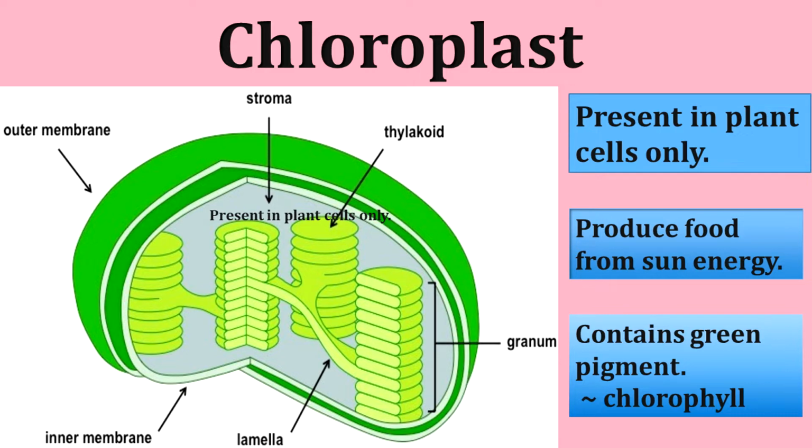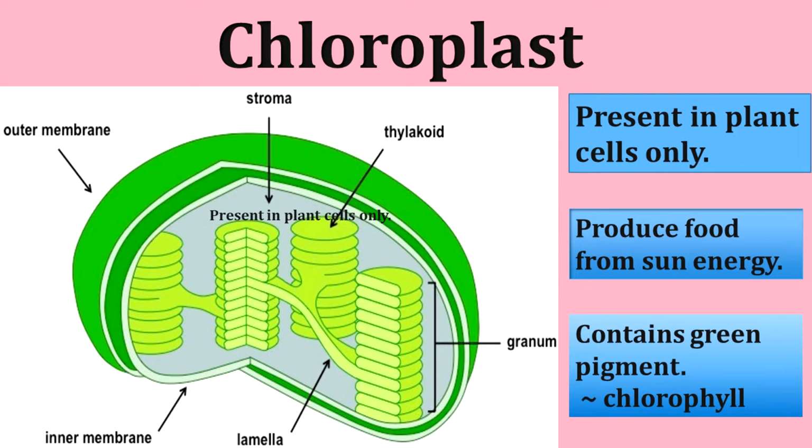What does it mean by photosynthesis? The green pigment chlorophyll absorbs the sunlight energy. In the presence of sunlight energy, the carbon dioxide and water are converted into carbohydrate, that is the food energy. This food energy is utilized by the plants and animals. Animal cells do not have this chlorophyll. That is why they cannot produce their own food.